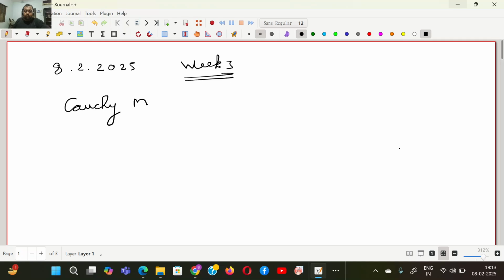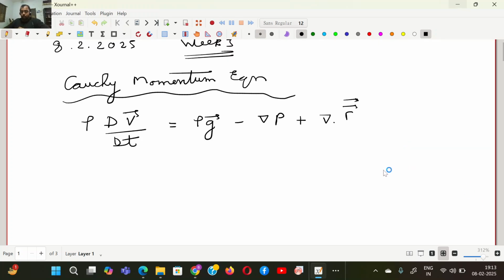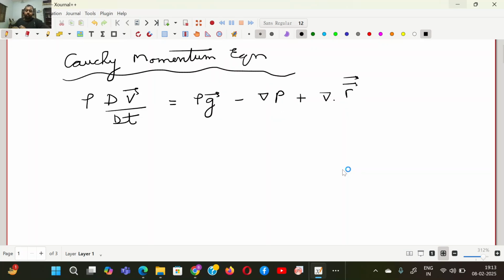So, this is a Cauchy momentum equation. Rho capital Dv by Dt, that is a substantial derivative. I'm writing everything in vectorial notation, okay? So rho g is a vector, p is a scalar, but delta p, the gradient of a scalar, is a vector, and this is the divergence of the stress tensor. So divergence reduces one order, okay? If the stress tensor is of order 2, then taking the divergence will reduce one order, so that will also become a vector.